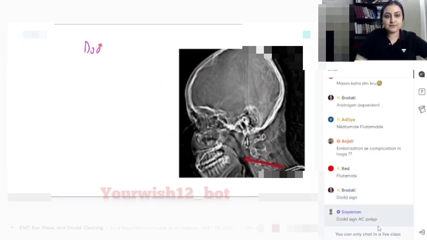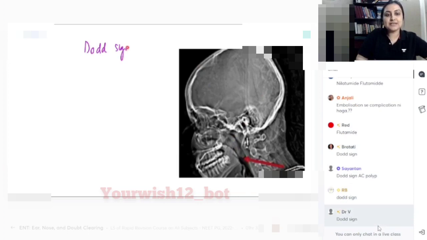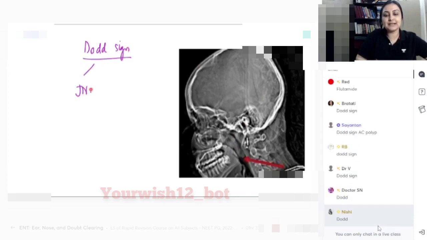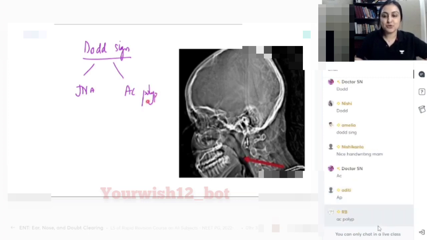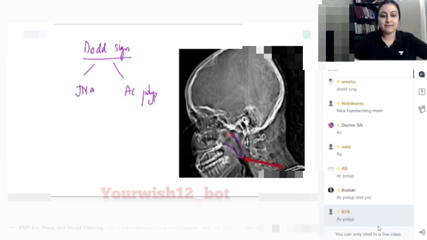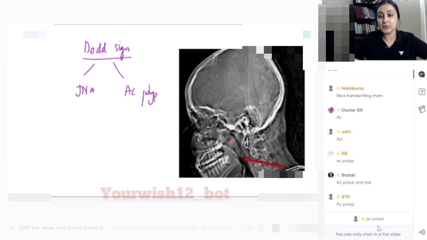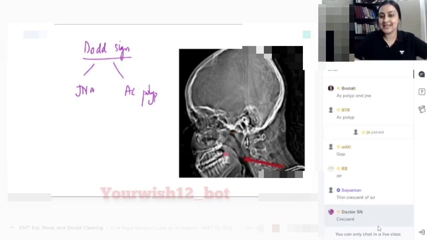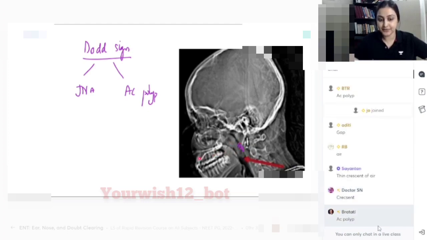Okay. What is this? This is a sign called, very nice, Dodd sign. So Dodd sign is used to distinguish a juvenile nasal angiofibroma from an antrochoanal polyp. Thank you so much for commenting on my handwriting. Okay, so what is this? Whenever you see a crescent of air around this mass, this means it's not arising from the nasopharynx, right? Juvenile nasopharyngeal angiofibroma should not have air here. So the fact that there's air means this is an antrochoanal polyp. So Dodd sign is used to distinguish them.